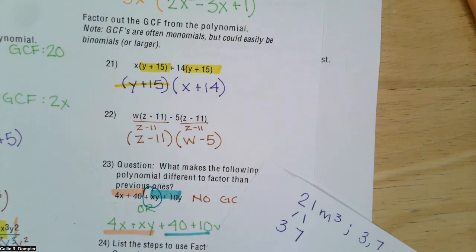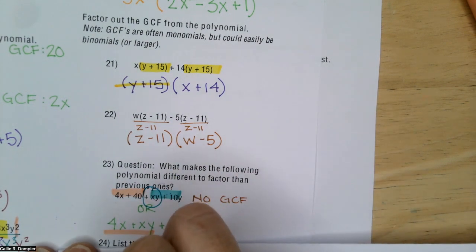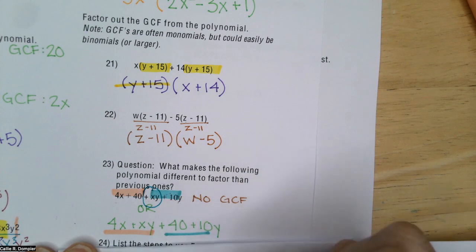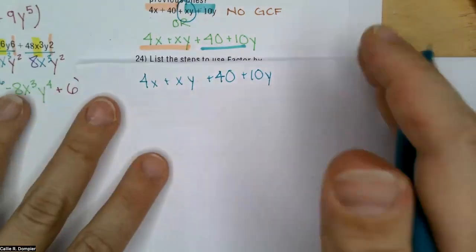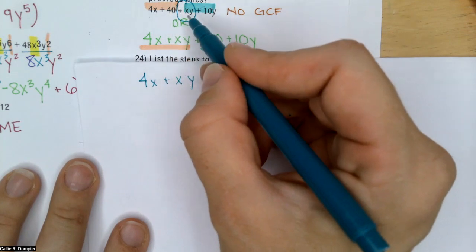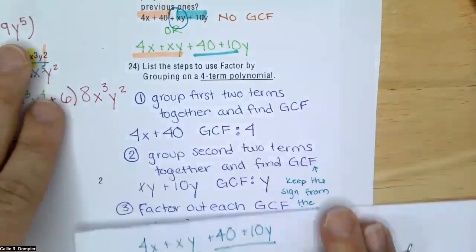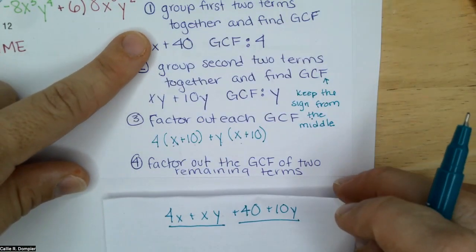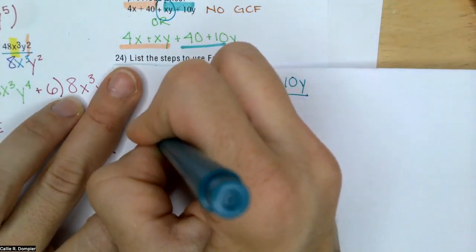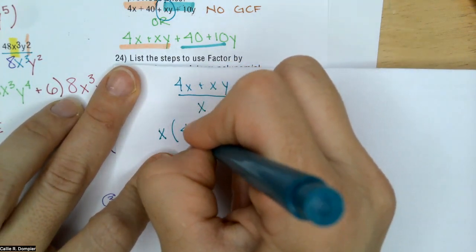Okay. And if I had used 4x plus xy plus 40 plus 10y, right? I saw no common factors between 4x and 40 or xy and 10y, so I flipped them and do the same thing. Group the first two terms together and find the greatest common factor. 4x and xy, the greatest factor is x. 4x divided by x is 4. Xy divided by x is y.